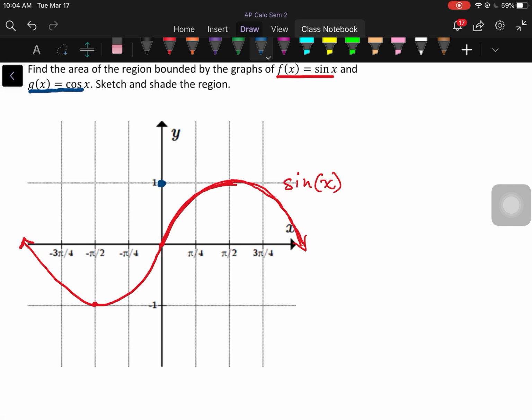Cosine of x is going to start at 1. At pi over 2 is going to be 0. And then at pi is going to be negative 1. And same thing mirrored on the other side. So in that case, it's going to look like this.